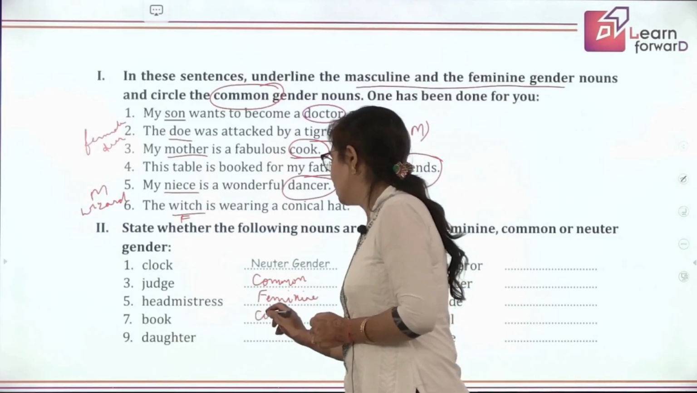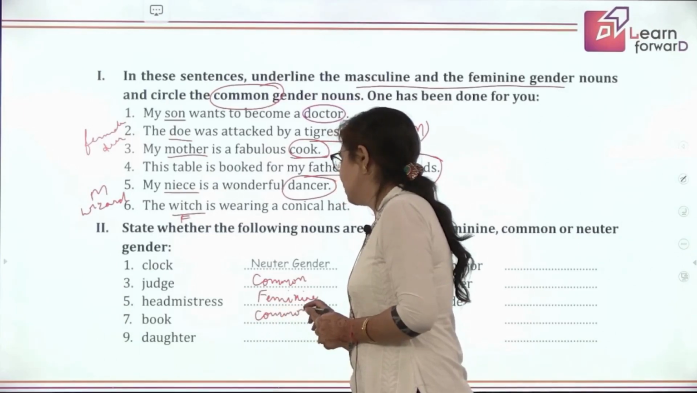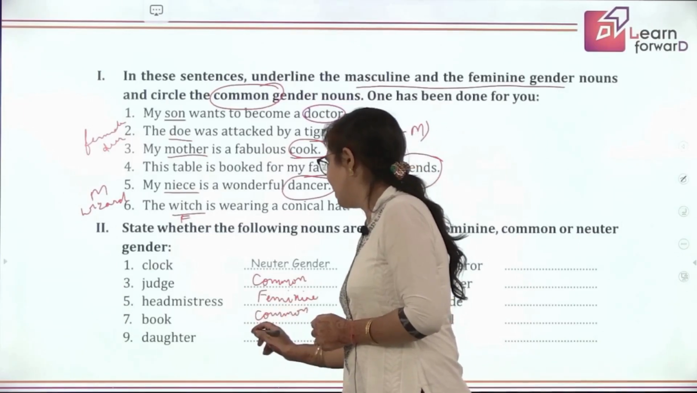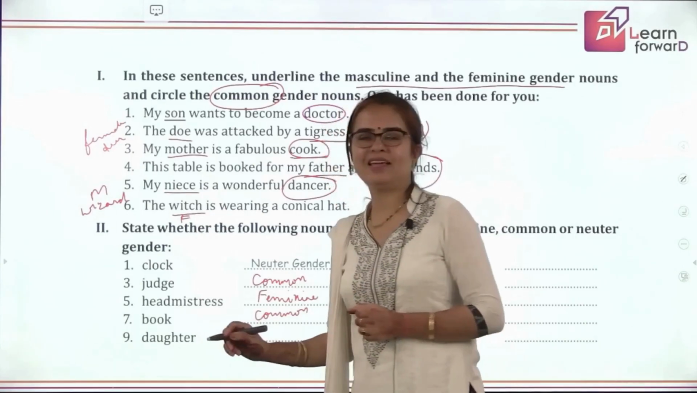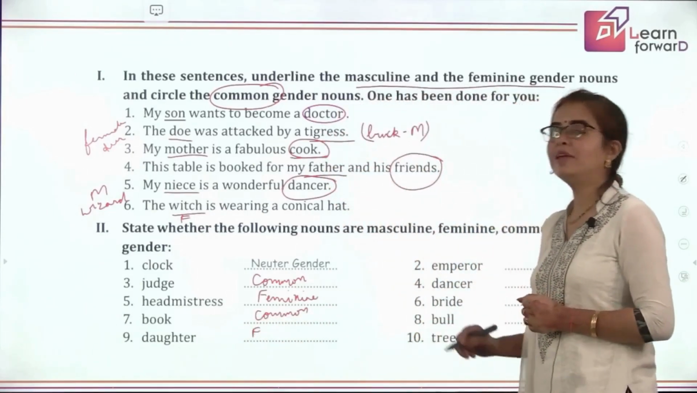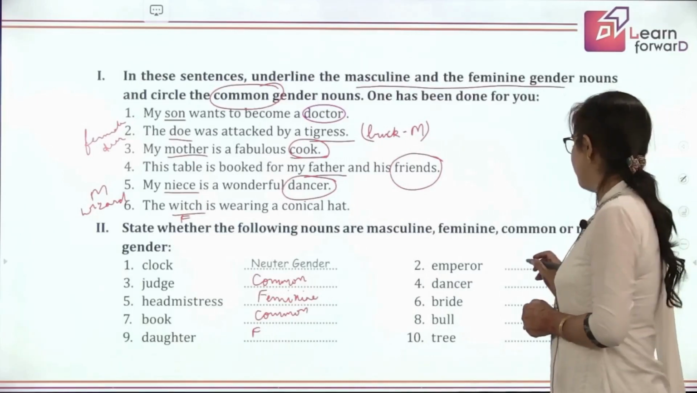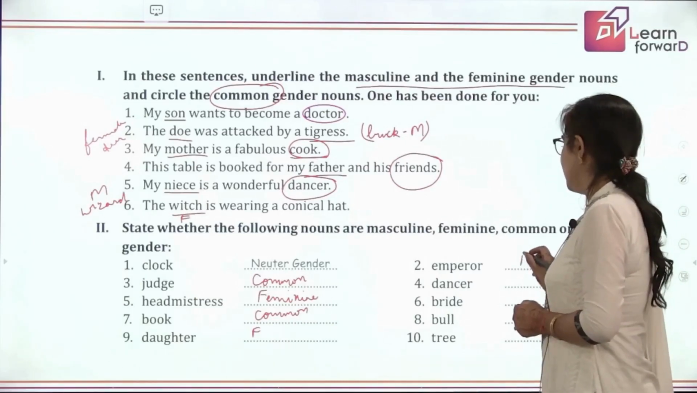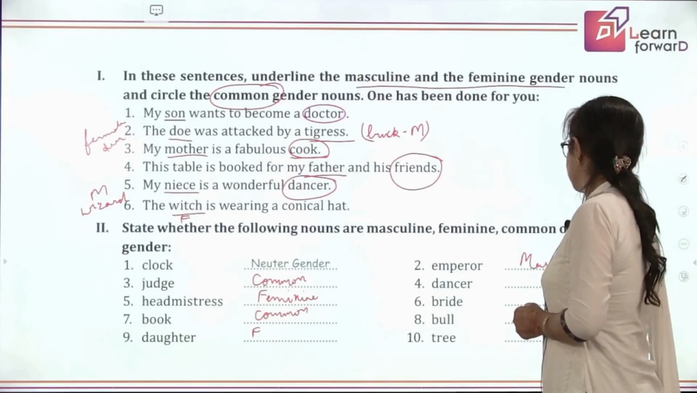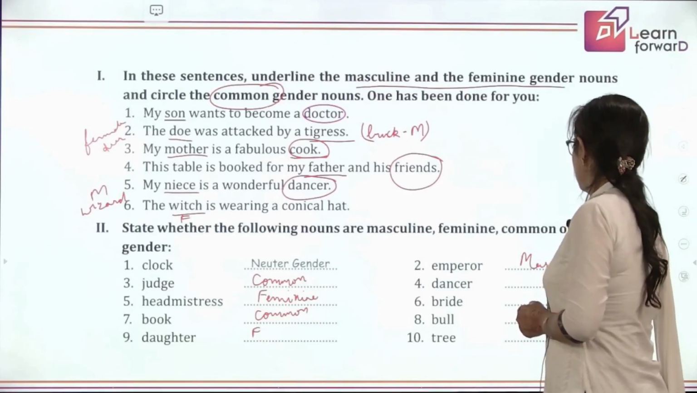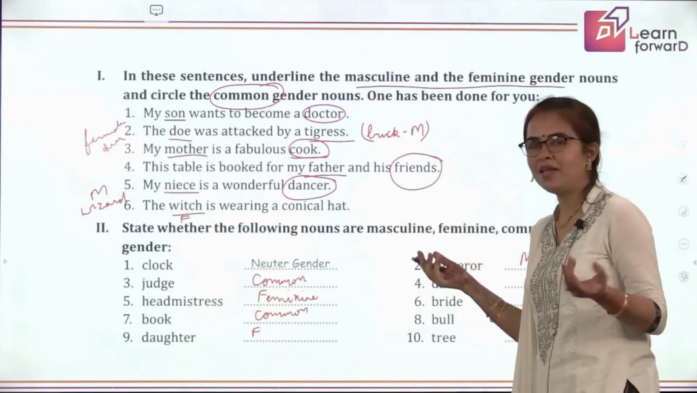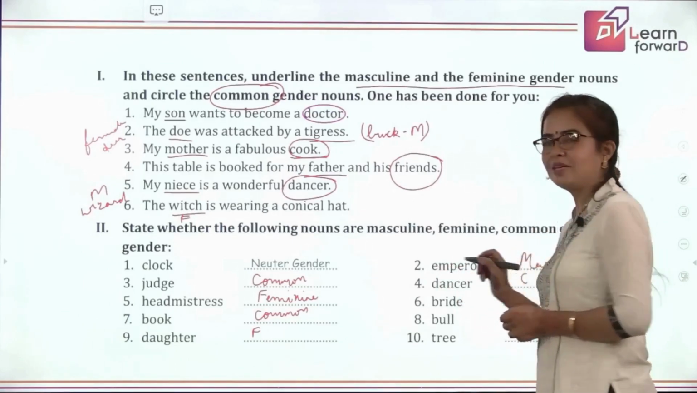Good. Book is again common gender. Yeah, that is feminine again. Daughter is a feminine gender. Very nice. Let's move. Yes, emperor is the masculine gender. Oh, we just did. Dancer can be male or female. So it's a common gender, right?